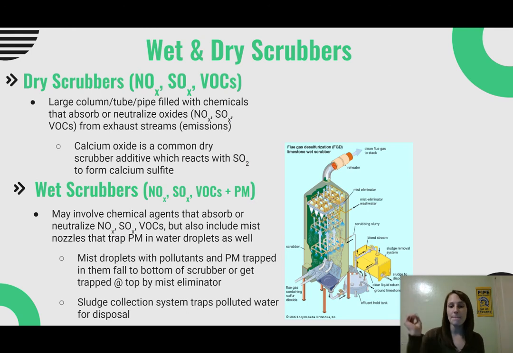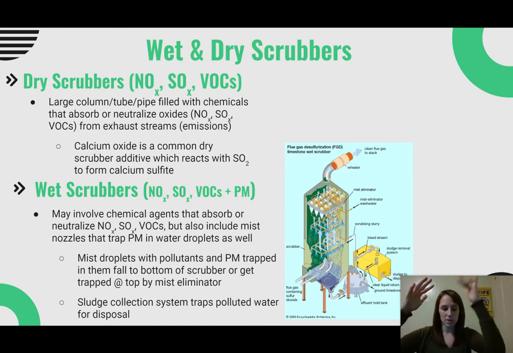And what it does is it mists what is coming through, and the particulate matter is going to get trapped in with the water droplets. Then these droplets are just going to mist and fall down, and you're going to have all the particulate matter trapped in them. And at the very bottom of this whole setup, you're just going to trap all the polluted water, and you have a whole sludge collection system for it.